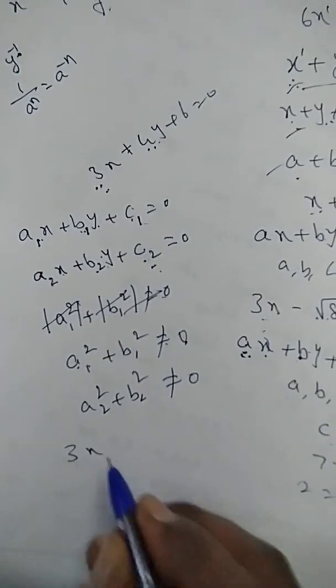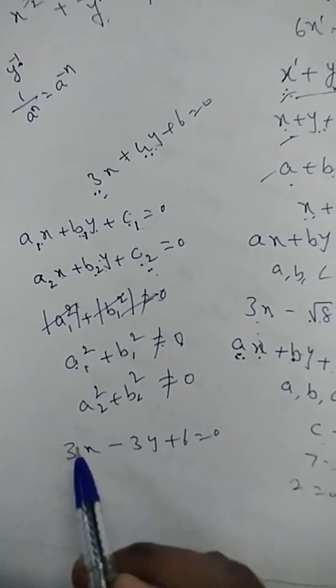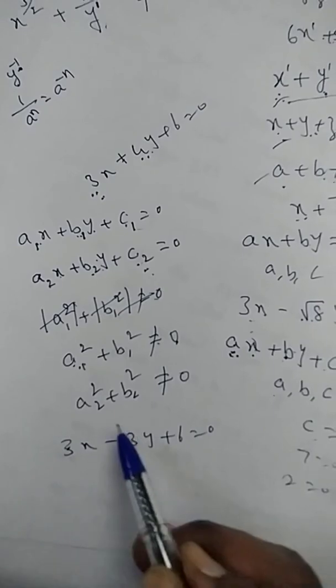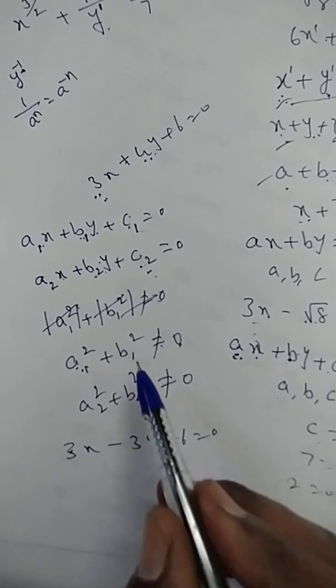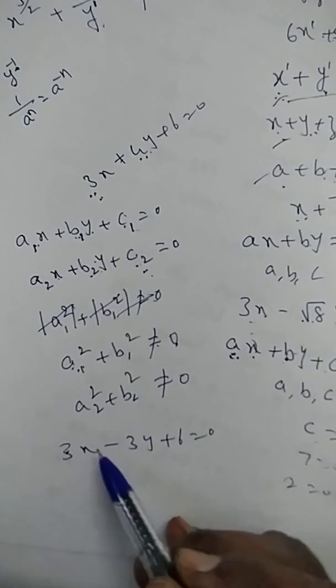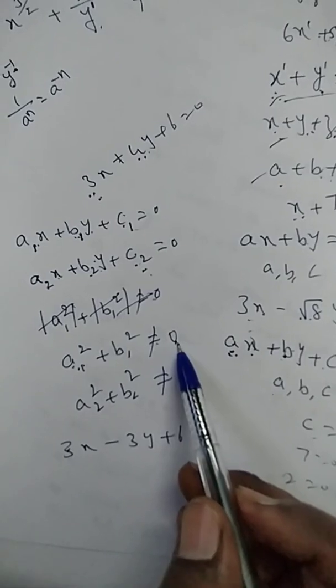So for example, one more equation, 3x minus 3y plus 6 is equal to 0. We can observe a is 3, 3 square means 9. b is minus 3. So minus 3 whole square means 9. 9 plus 9 is equal to 18. So that is also not equal to 0.